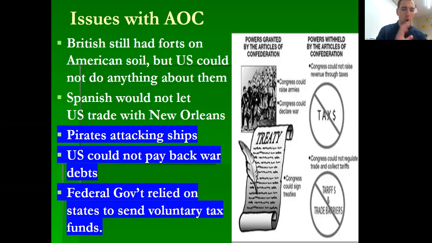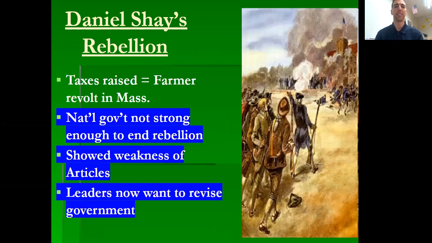Now, these are all really, really bad things about the Articles of Confederation, but the thing that is going to break the camel's back is Daniel Shay's rebellion. So Daniel Shay is going to be a former soldier in the Continental Army. He said, I fought for the Continental Army. At the back half of the war, he made a ton of crops to give to the Continental Army. He was told to do this by the federal government.